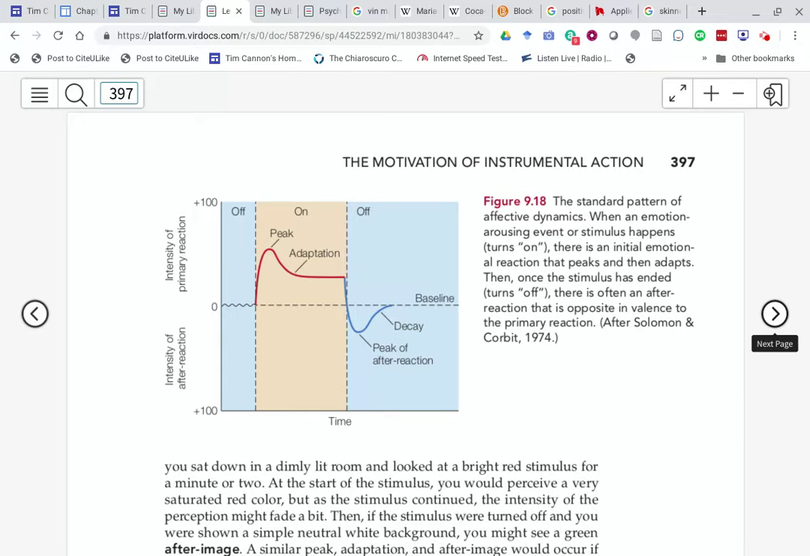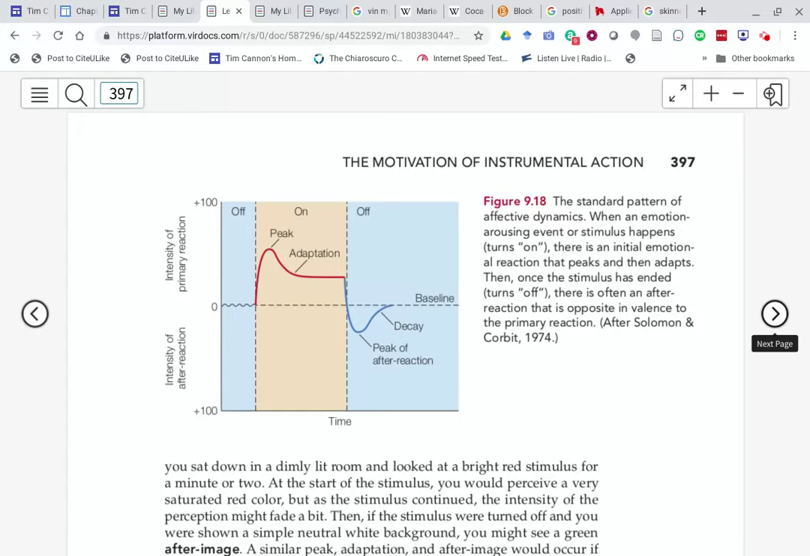Standard pattern of affective, motivational, emotion. When an emotionally arousing event or stimulus happens, that is, turns on, there is an initial emotional reaction that peaks and then adapts. And then once the stimulus has ended, there is an after reaction that is the opposite in valence to the primary reaction, after Solomon and Corbett, 1974.